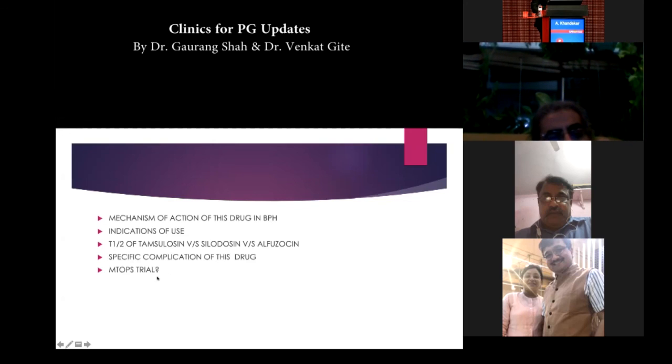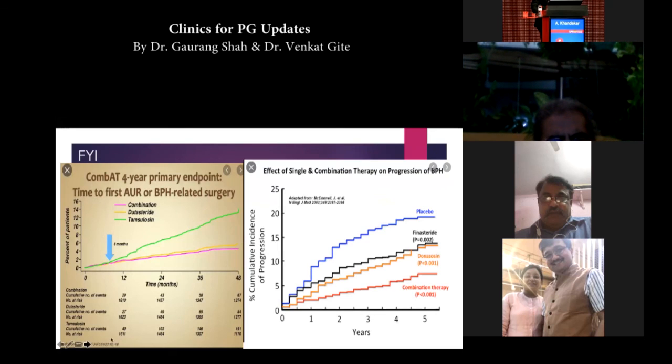And do you know anything about the MTOPS trial? So it is Medical Therapy of Prostatic Symptoms. They had 4 arms. One is a placebo arm, another is an alpha blocker arm, I think terazosin, another is a finasteride arm, and another is the combination arm. They found that combination therapy leads to decreased progression of lower urinary tract symptoms as well as need of surgery, sir.